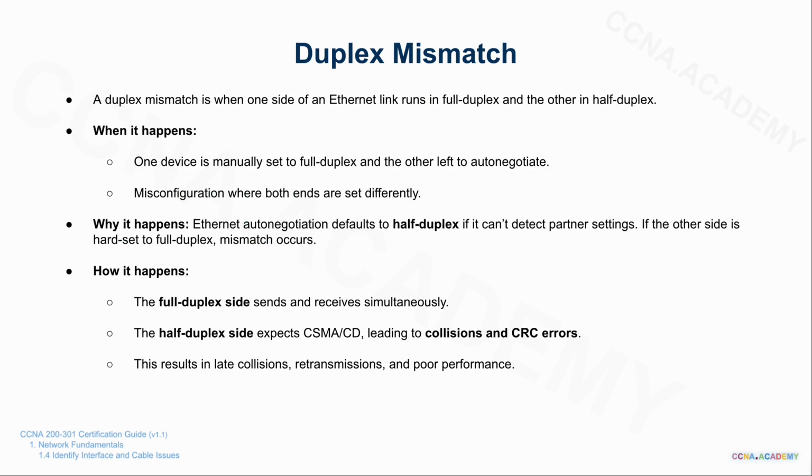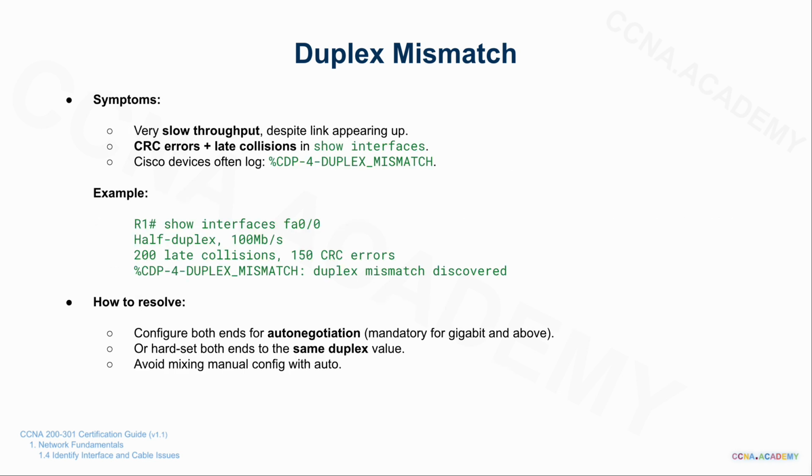A duplex mismatch happens when one side of a link runs full duplex, while the other side is half duplex. This typically occurs when one end is hard-coded and the other is left to auto-negotiate. Auto-negotiation defaults to half duplex if it can't detect partner settings, causing the mismatch. The result is very slow throughput, CRC errors, and late collisions. Cisco devices often warn you with a duplex mismatch message. In show interfaces, you'll spot half duplex paired with errors. The fix is to configure both ends consistently. Ideally, use auto-negotiation on both or hard set both ends the same.